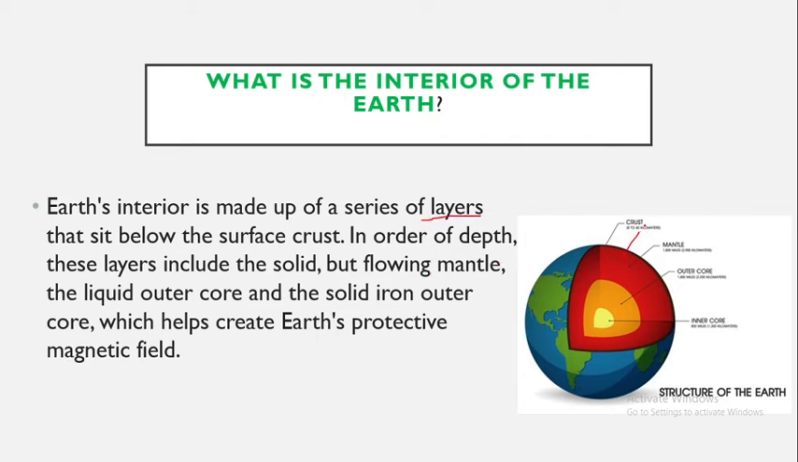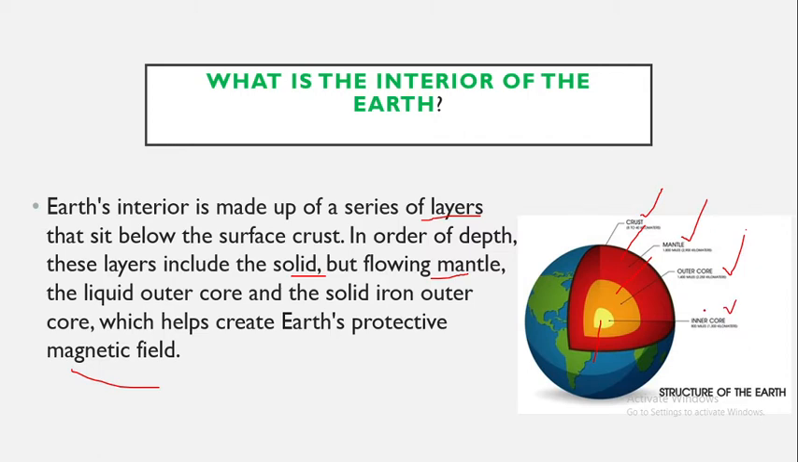Earth's interior is made up of a series of layers. As we can see, this is layer 1, this is layer 2 and this is layer 3, below the surface of the crust. In order of depth, these layers include the solid but flowing mantle, then the liquid outer core and the solid iron inner core, which helps create Earth's protective magnetic field. So there is a crust, a mantle, an outer core and an inner core. These are all the parts of Earth's interior structure.